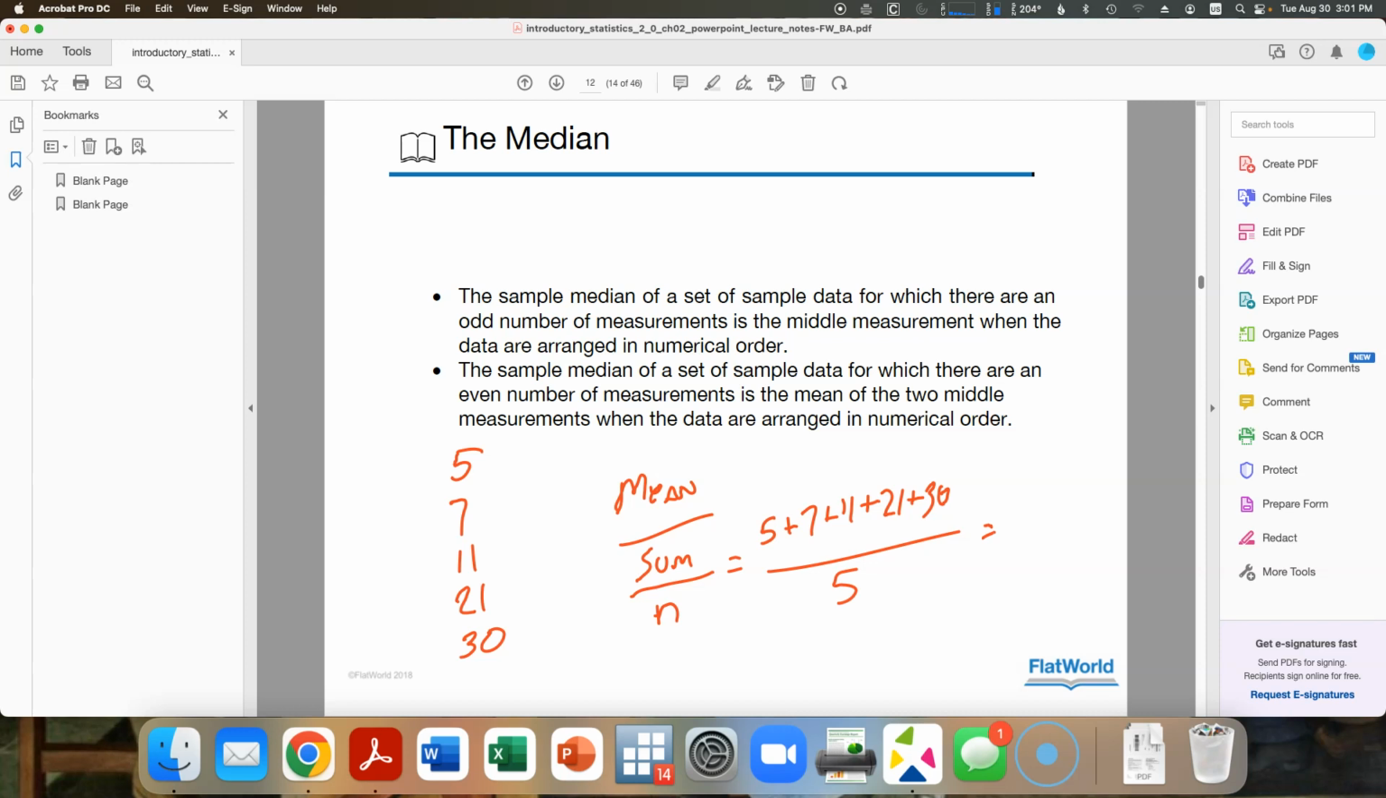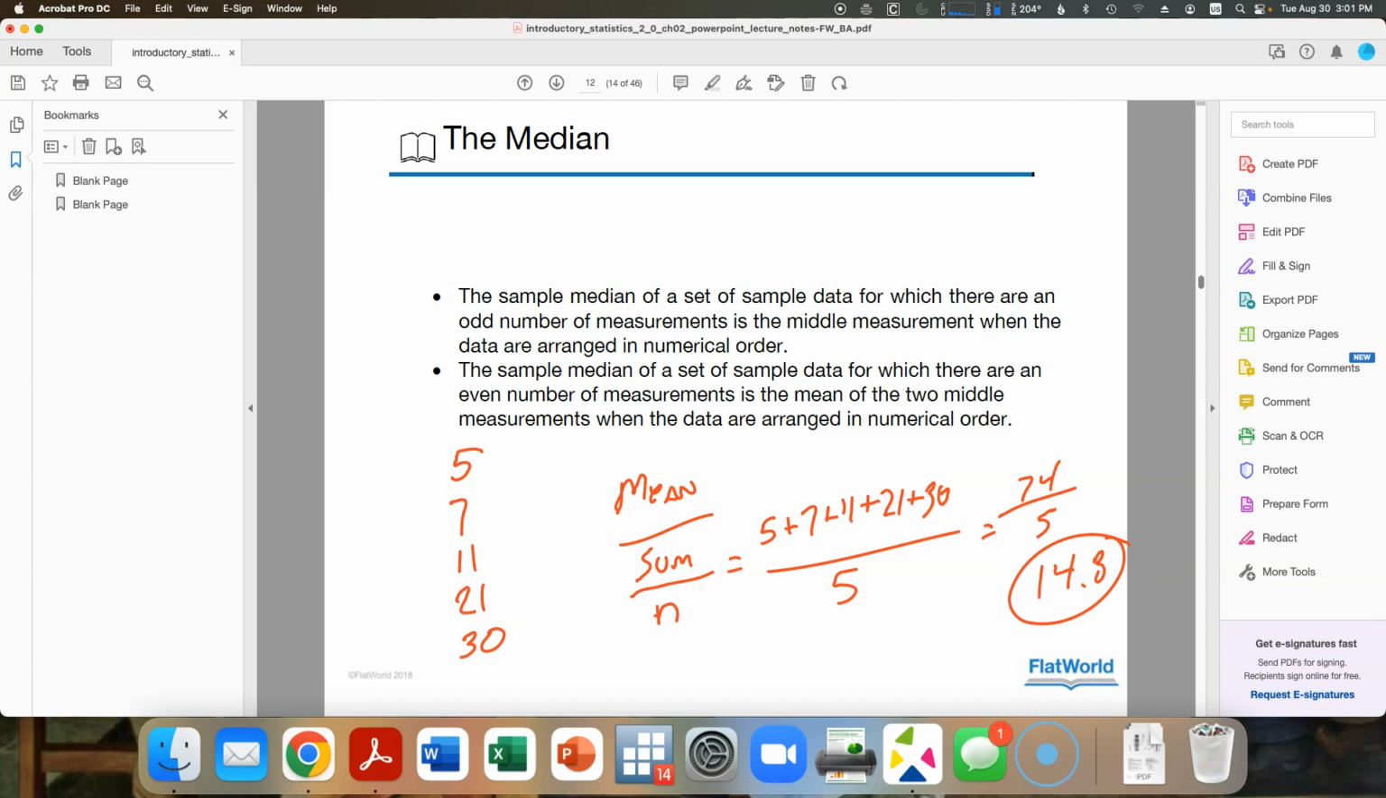Let me get out my calculator here. And I'm just making up these numbers as I go along here. So that would be 74 divided by 5. So that would give us an average of 14.8 as a mean.